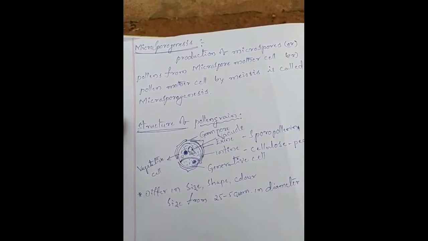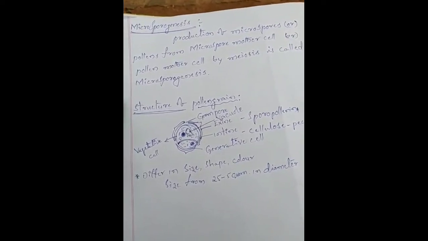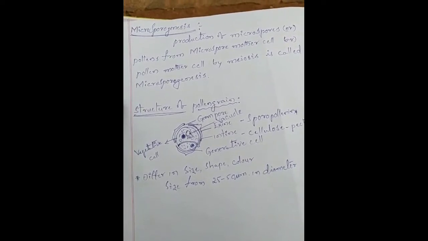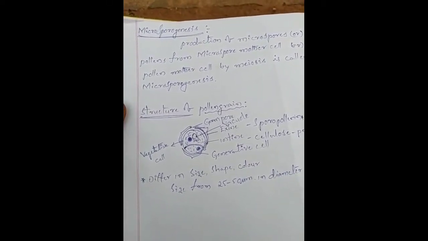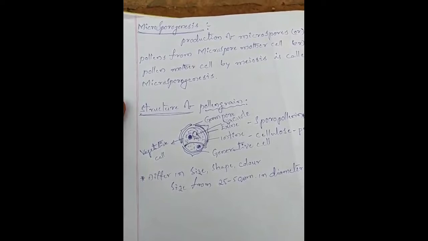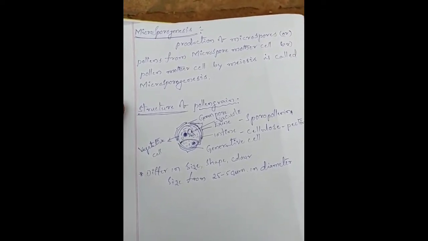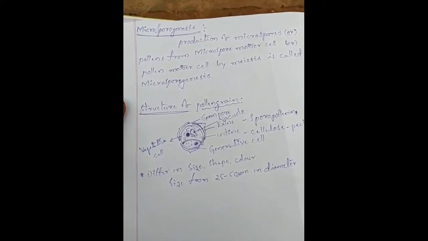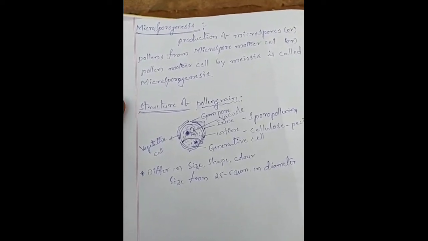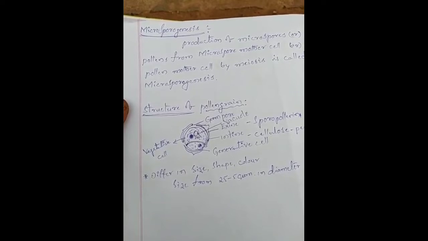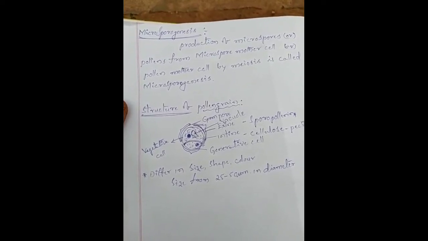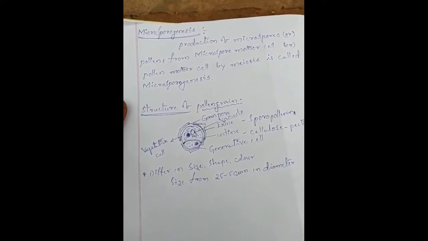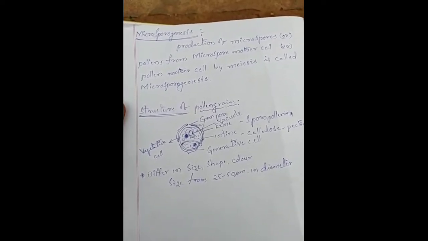So now in this class we have to discuss the process called microsporogenesis. Microsporogenesis means the production of microspores or pollen from the microspore mother cell or pollen mother cell by the process called meiosis. By the meiosis process, the diploid microspore mother cell produces the haploid microspores.